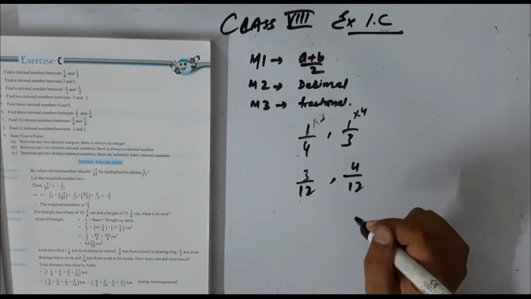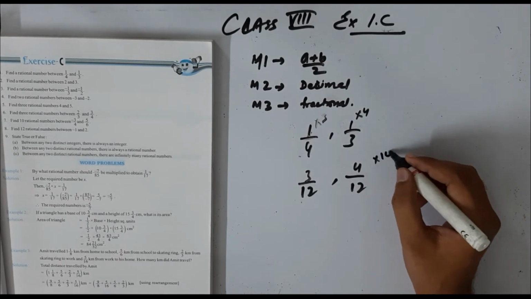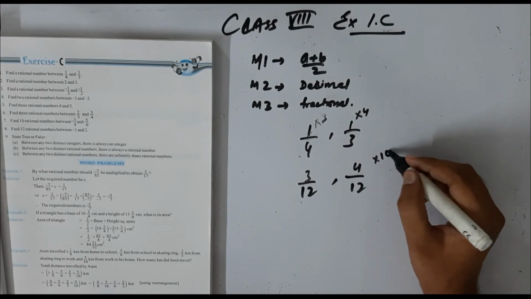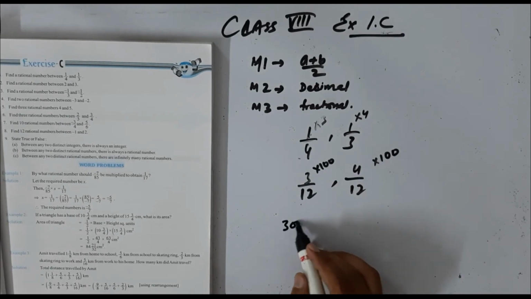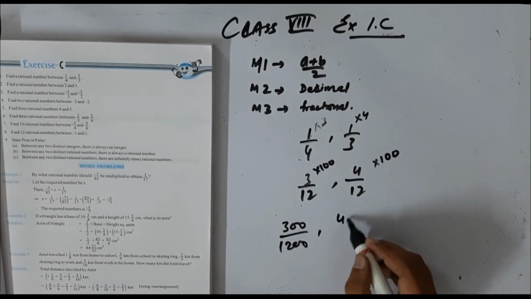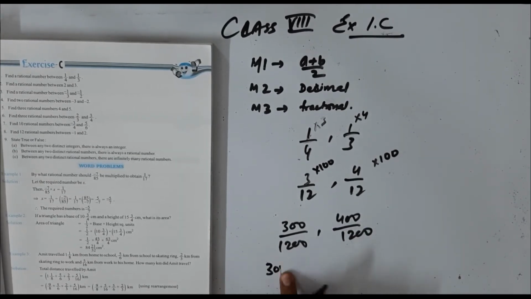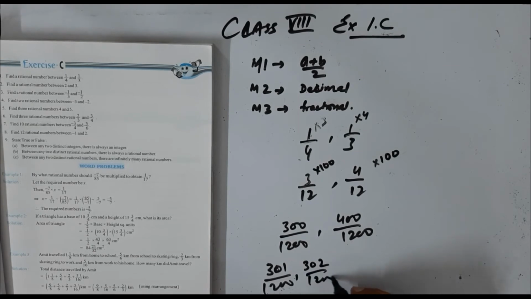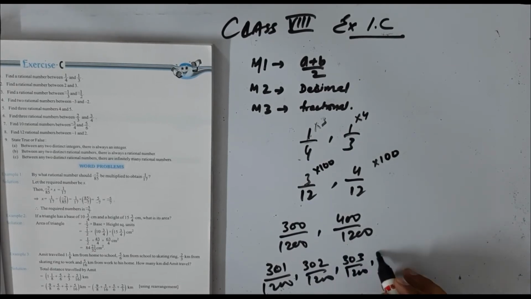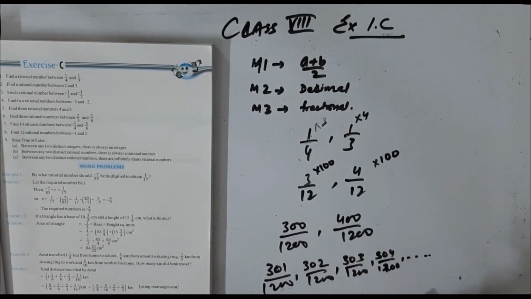4/12. Now, how many numbers they are asking? Suppose they are asking 10 numbers. Then we multiply it by 10, or I suggest you multiply it by 20 or 100. Okay, so multiply this by 100, it becomes 300/1200. Multiply this by 100, becomes 400/1200. Now they are asking only 10 numbers. So first number is 301/1200. Next is 302/1200. Next is 303/1200. Next is 304/1200, and it goes on. You have to write any 10 numbers between 300 and 400, but this 1200 will remain as it is. I hope it is clear. This method is known as fraction method.